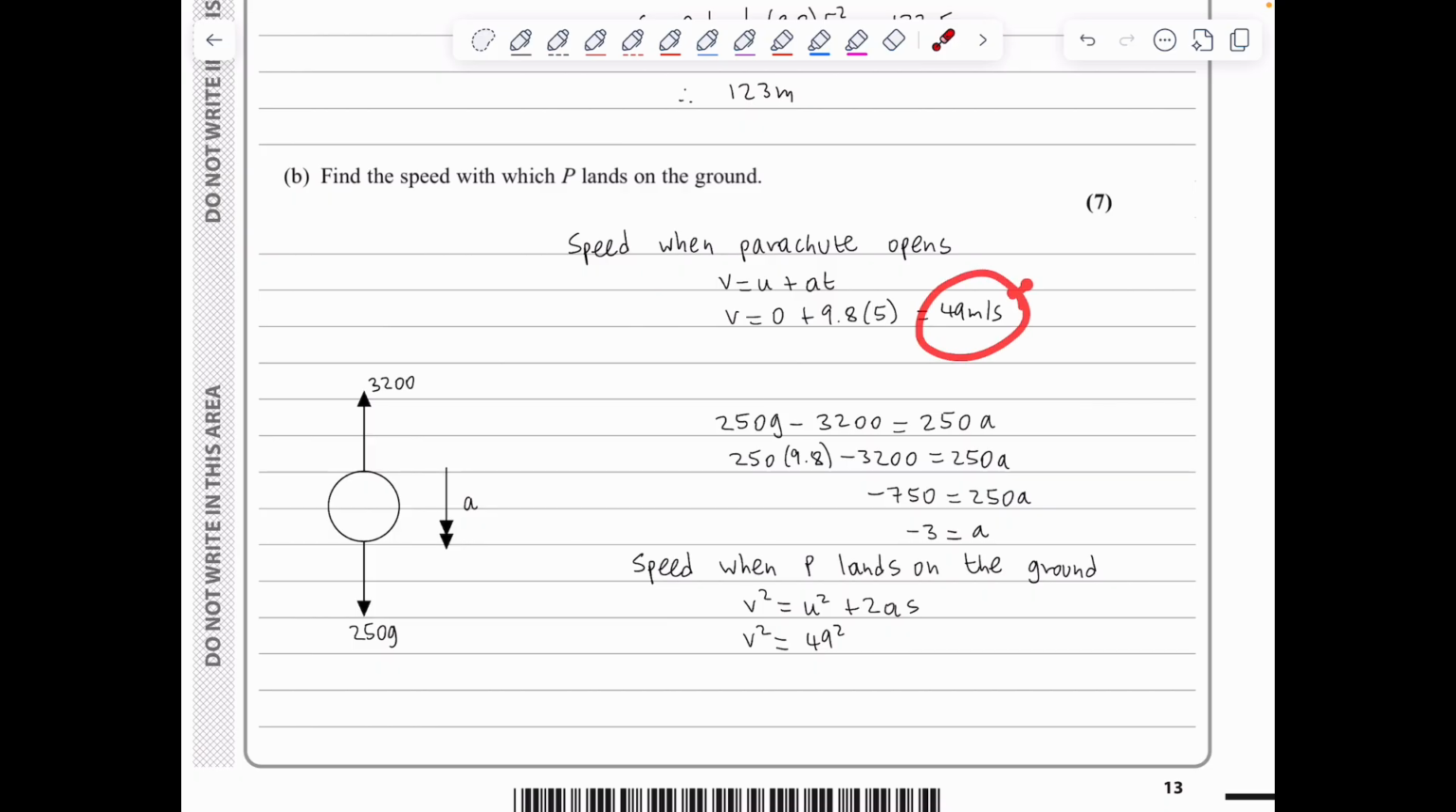It's the final velocity up to the moment that we are falling with gravity, the moment the parachute opens, and then we've got plus 2as, so plus 2 times the negative 3. We know we had to cover a total distance of 520, and we have already covered the 122.5 meters that was found in part A. This leads to v squared being equal to 16, and therefore v, the speed with which P lands on the ground, is 4 meters per second.